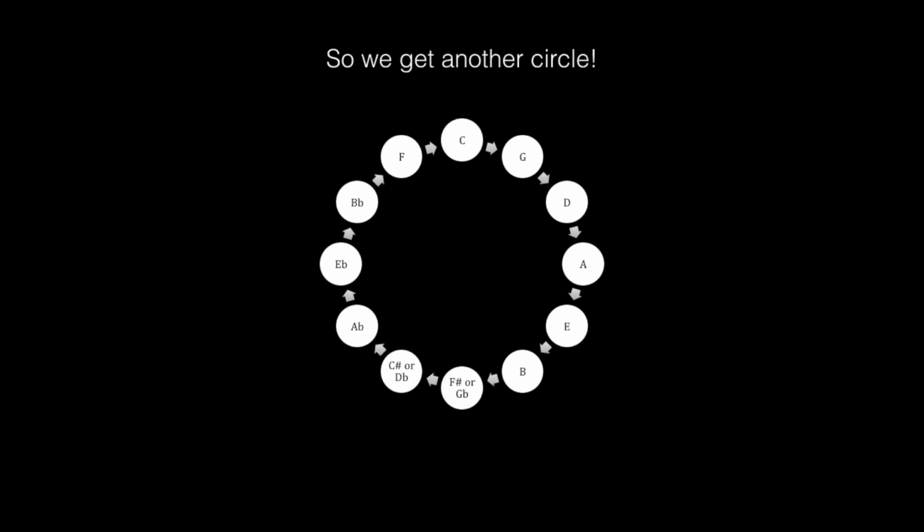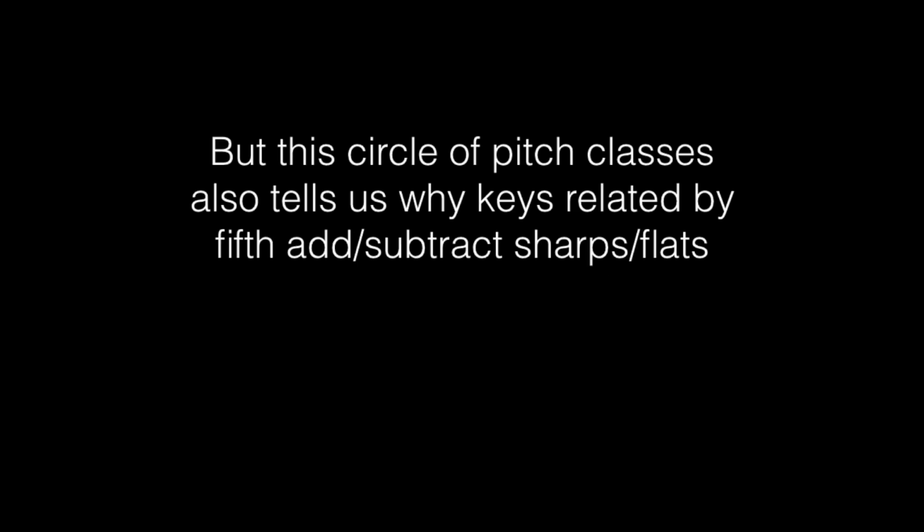So we get another circle there. And notice how down at the bottom you have F sharp or G flat, and then C sharp or D flat. But this circle of pitch classes also tells us why keys related by fifths add or subtract sharps or flats.